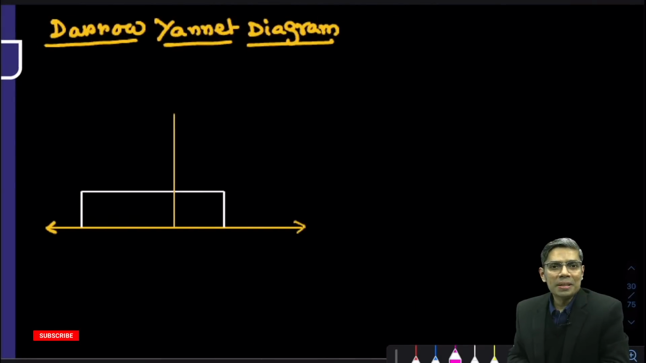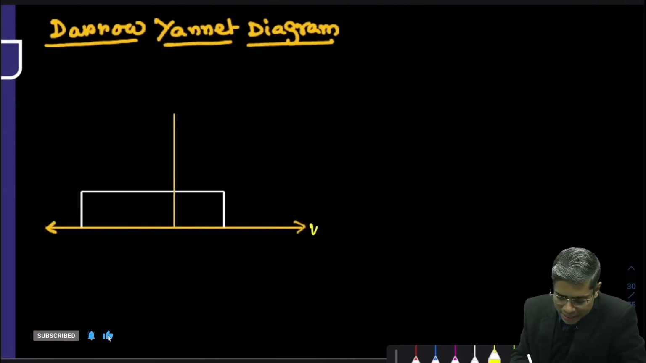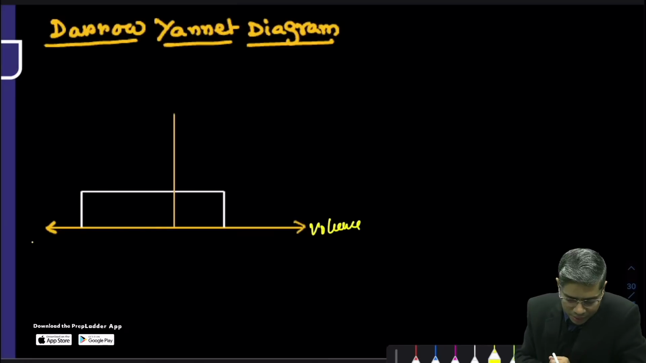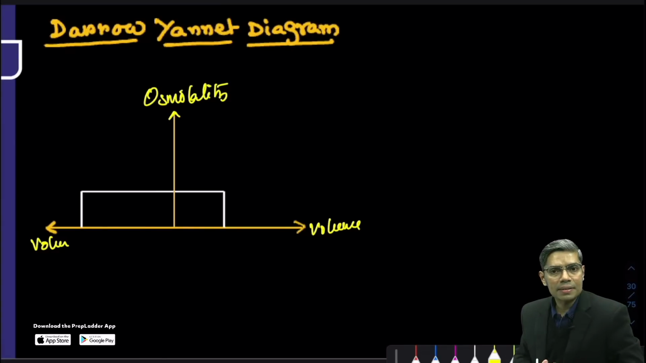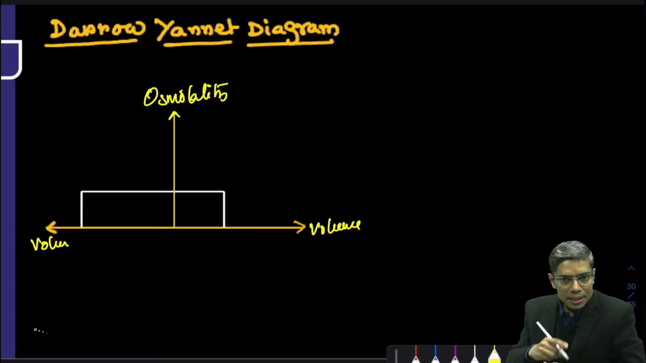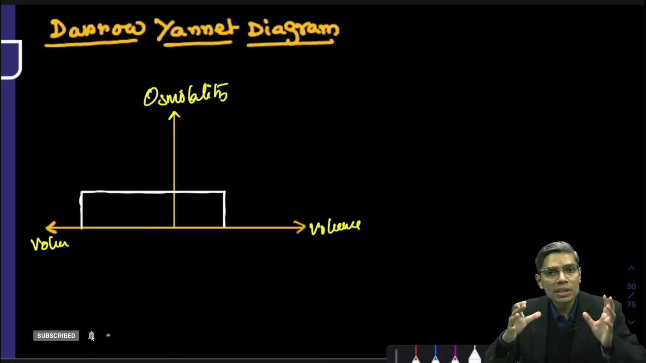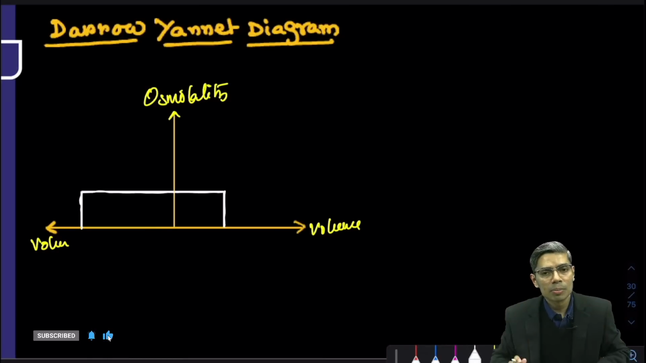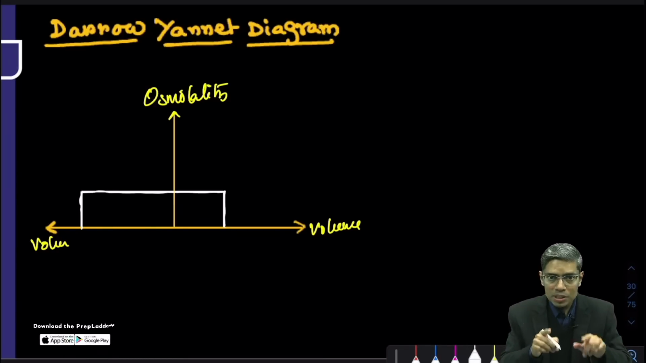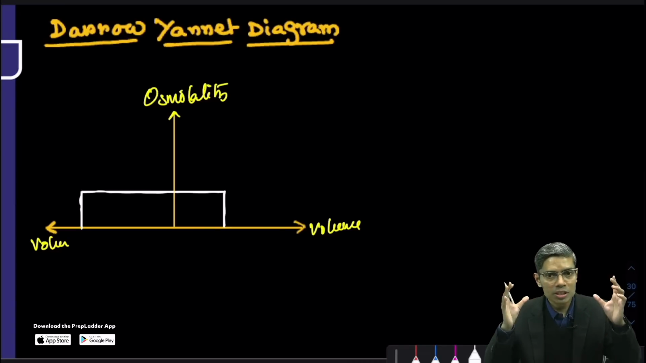Okay. So now, look at this diagram first. The X axis is the volume axis, and the Y axis is the osmolality axis. In this diagram you can see this white color box. This is the total volume of water which is present in your body.